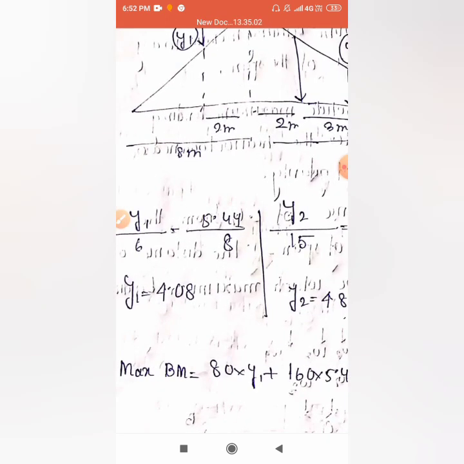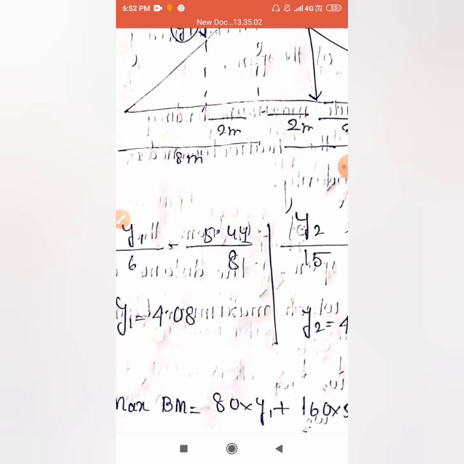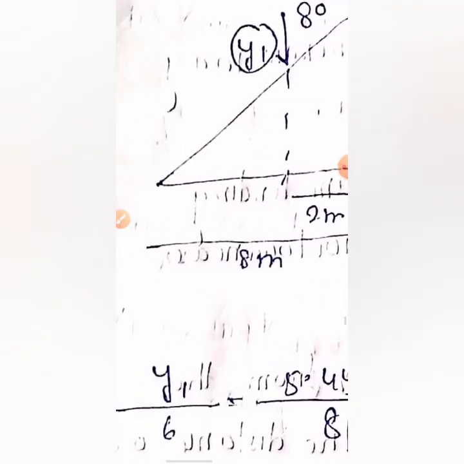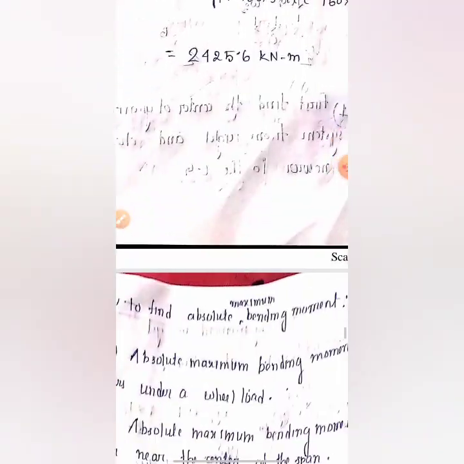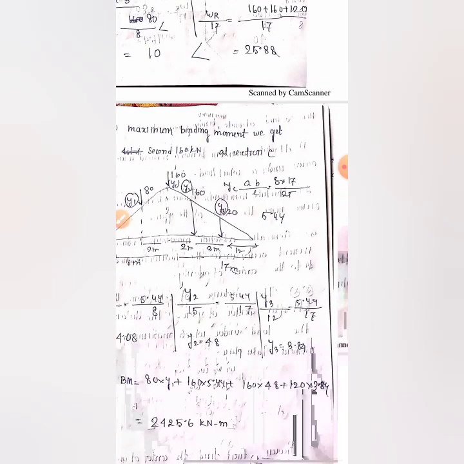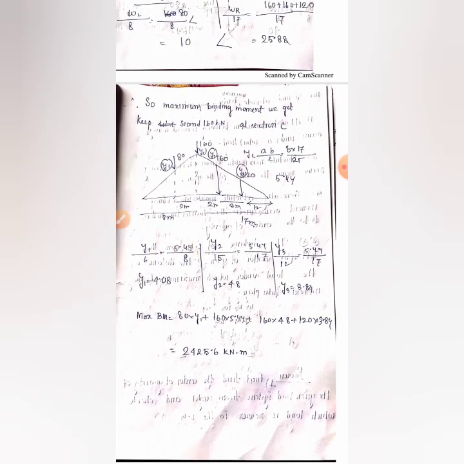I have shown here, suppose y1 by 6, we have to find this distance. We have to check within two triangles and use the property of similar triangles, right? So we will find the value of the ordinates and multiply: 80 into y1 plus 160 into yc. The value of yc equals AB by L, where A equals 8, B equals 17, so 8 into 17 divided by 25 comes to 5.44, right? Thus I have found the maximum bending moment.